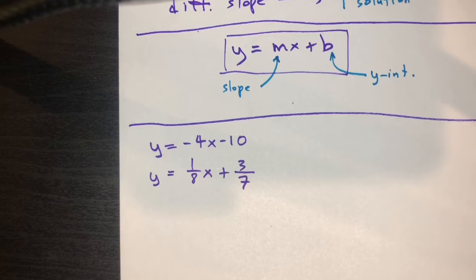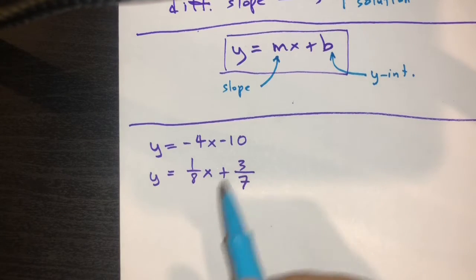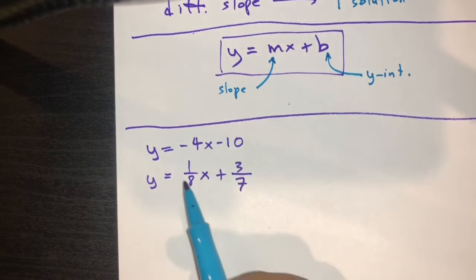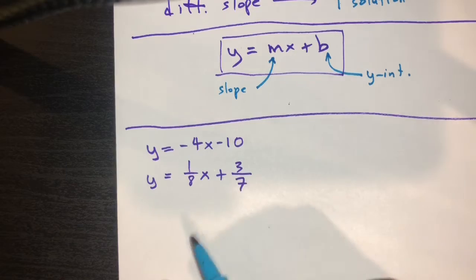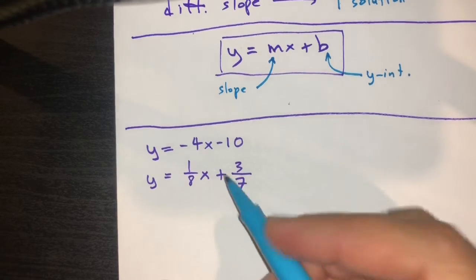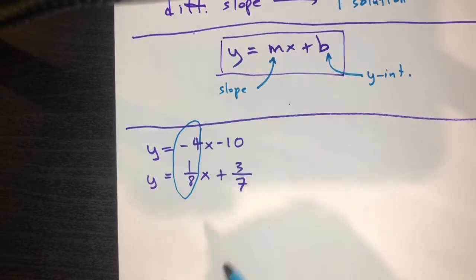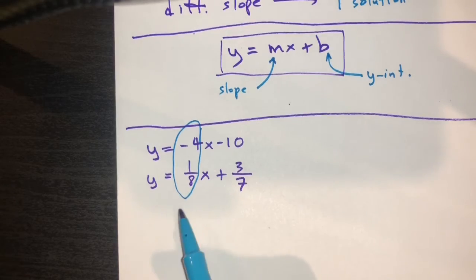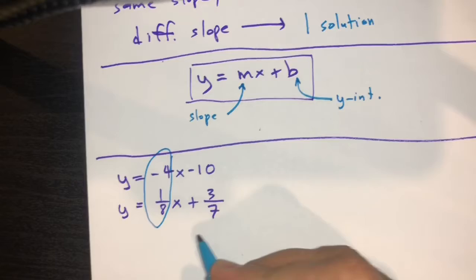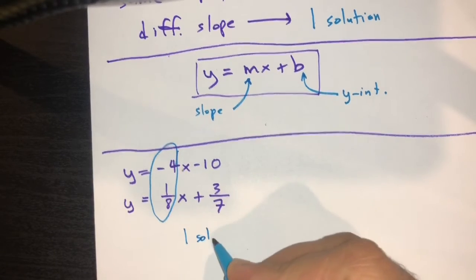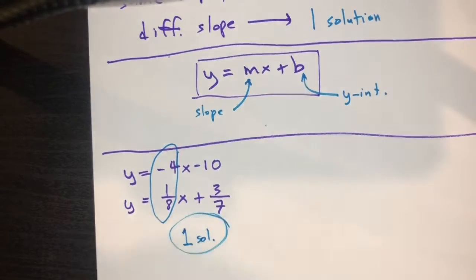Okay, so let's look at our first example here. We have y equals negative 4x minus 10 and y equals 1 over 8x plus 3 over 7. The slopes in these two equations, are they the same number? Nope, they are not. Different slope, one solution. That's it.